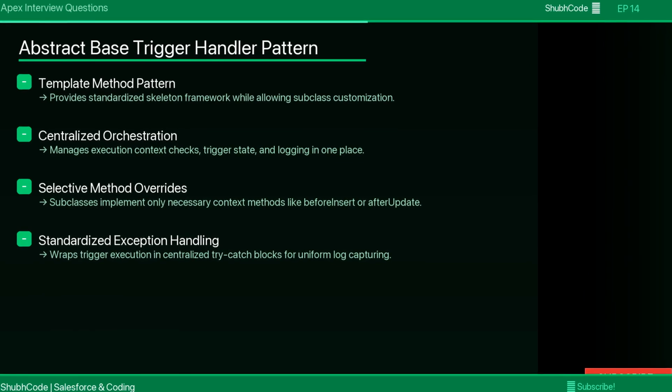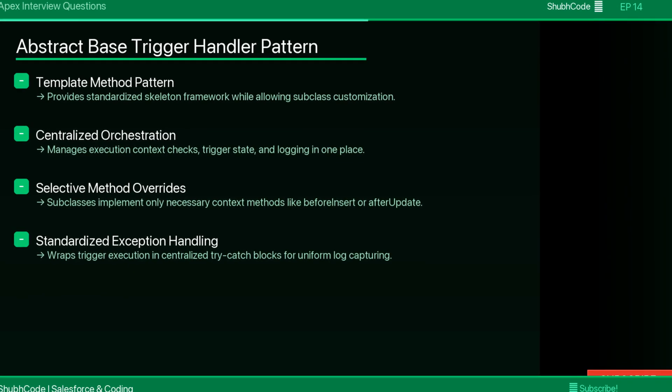An abstract base class provides central orchestration, guarding against unhandled exceptions and enforcing execution consistency across all triggers. The base class exposes template methods like beforeInsert and afterUpdate, while managing execution context state internally. In your implementation class, you extend this base class and override only needed context methods. You would write, public class AccountTriggerHandler extends TriggerHandlerBase, override public void beforeInsert, processAccounts(Trigger.new), which ensures consistent state checking, execution guardrails, and automated profiling logs across your entire Salesforce org.